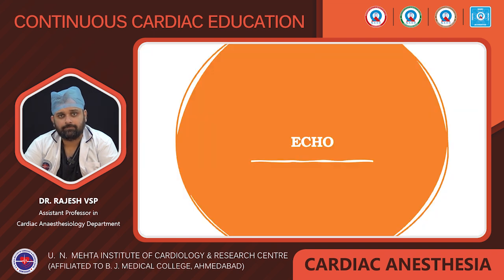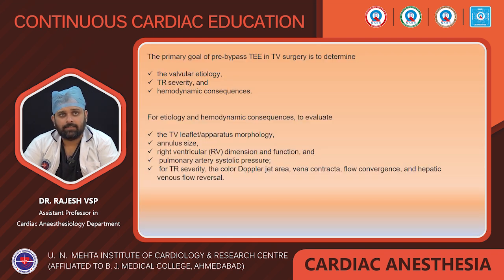Coming to the echo findings, the primary goal of pre-bypass TEE is to evaluate the valvular etiology, the severity of tricuspid regurgitation and the hemodynamic consequences. For etiology and hemodynamic consequences, the tricuspid valve leaflet and apparatus morphology should be evaluated, along with annulus size, RV dimensions and function, and pulmonary artery systolic pressures. For TR severity, the color Doppler jet area, vena contracta, flow convergence and hepatic vein flow reversal should be evaluated.